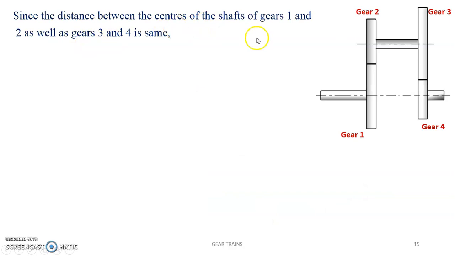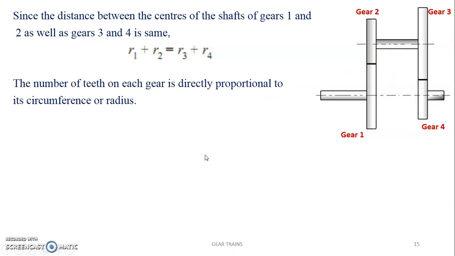Since the distance between gear 1 and gear 2 as well as gear 3 and gear 4 are the same, you see in the sketch, this center distance and this distance is the same, hence we can always write that the radius of gear 1 plus radius of gear 2 is equal to radius of gear 3 plus radius of gear 4, right? Very common sense, we can always see because the axes are on the same line. Now, in such cases, the number of teeth on each gear is directly proportional to its circumference or radius.